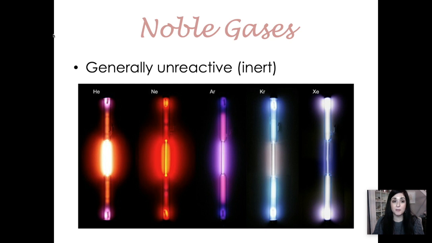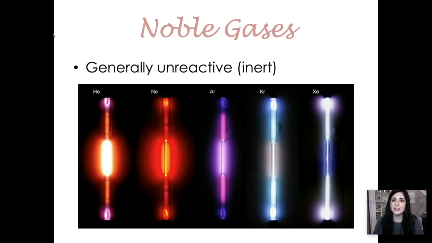So they have a lot of practical uses. For example, you're probably familiar with helium typically being used in balloons. Neon is used in signs when you go to a pizza place or something. And of course, the other three have their purposes as well. But the primary thing you need to know about these is that they are unreactive, they are inert.